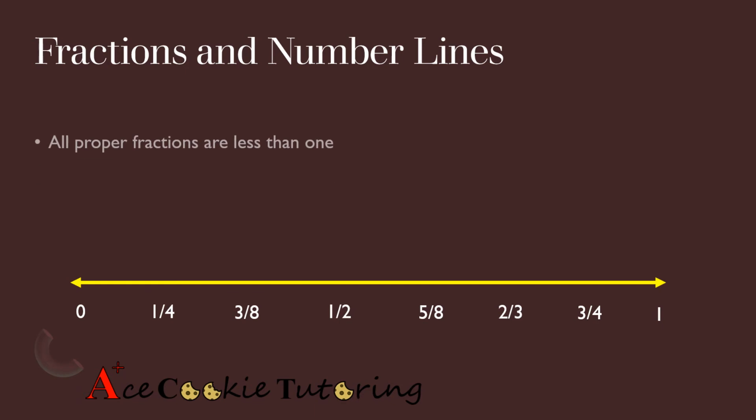The first is that all proper fractions are less than 1. So this is going to be any number that has a small number on the top, big number on the bottom, and then all improper fractions are greater than 1. And this is because bigger numerator, smaller denominator.